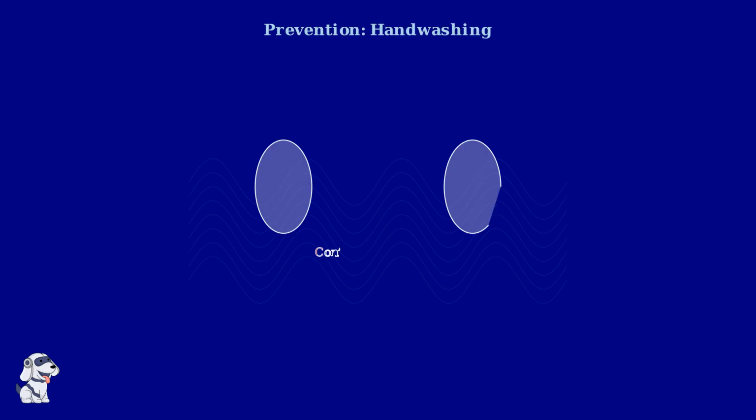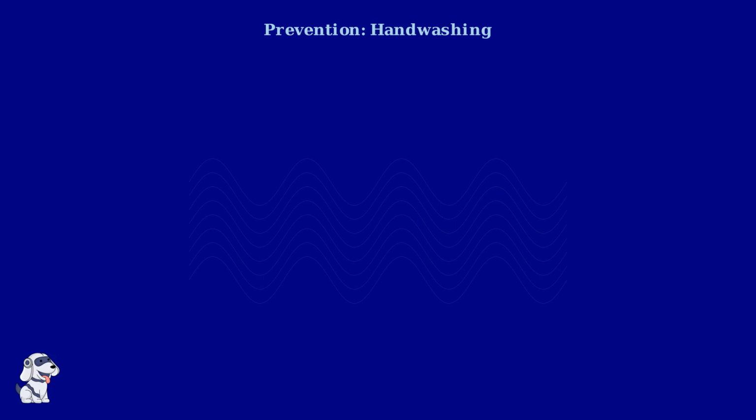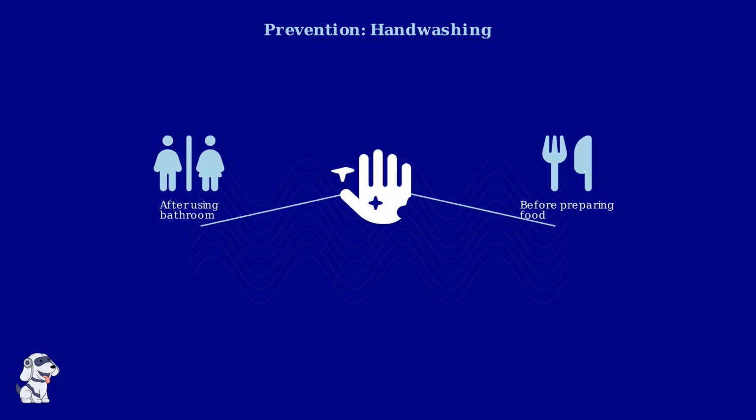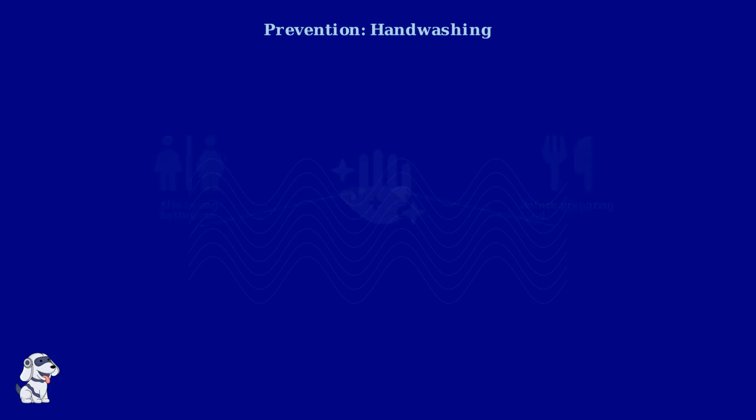Proper hand washing is one of the most effective ways to prevent Giardiasis infection. When done correctly, it removes Giardia cysts from your hands before they can enter your body. You should wash your hands at critical times, especially after using the bathroom and before preparing or eating food. These are the moments when Giardia cysts are most likely to transfer from your hands to your mouth.